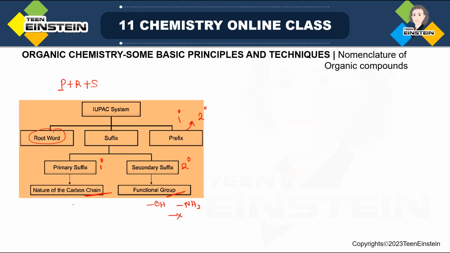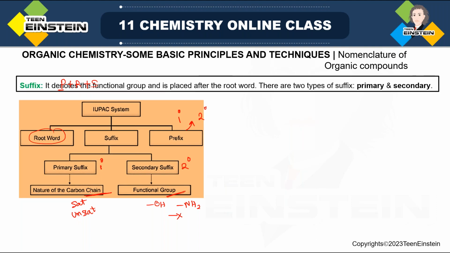Because sometimes the nature of carbon may be saturated, or sometimes it may be unsaturated, right? That is, C-C triple bond or double bond may be there, or there may not be any double or triple bond. It is simply carbon-carbon single bond. So that is the nature of the carbon chain. Fine. So first we will see details of suffix.